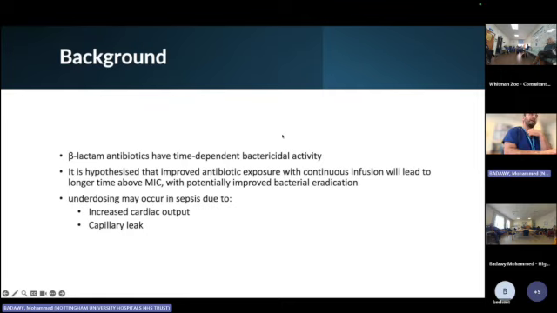In addition to that, septic patients do not usually follow a straight line, because even normal antibiotics may have unusual metabolism due to increased cardiac output from the hyperdynamic circulation, which can increase the clearance of the drug, and the capillary leak that comes with sepsis as well. So all of that can contribute to underdosing of the antibiotics.